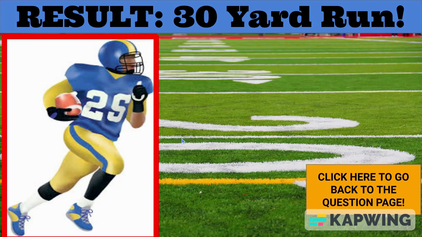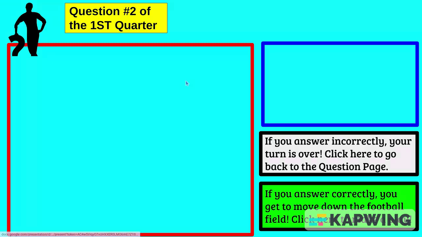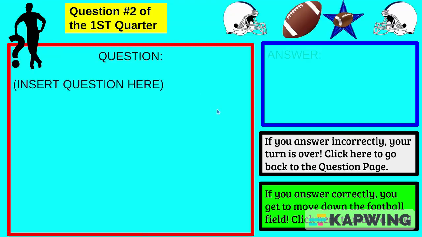Be sure to keep track of the yards and the score on the board. When ready to move on, simply click on the orange box on the bottom to go back to the question page, and the game continues. The team would then choose their next question, and they will keep trying to answer correctly to keep moving down the field.